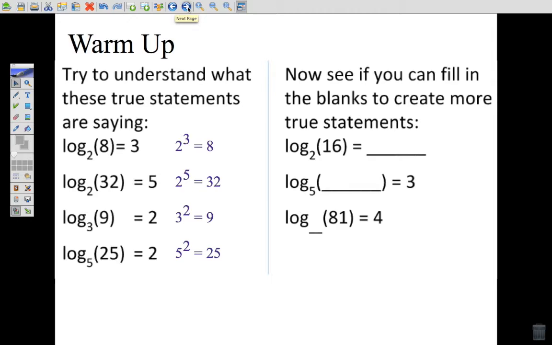See if you can fill in the blanks on these problems. In the first one, you're really thinking 2 to what exponent is equal to 16? In the second one, you're thinking 5 to the third power is equal to what? In the last one, you're looking at something raised to the fourth power has to equal 81.